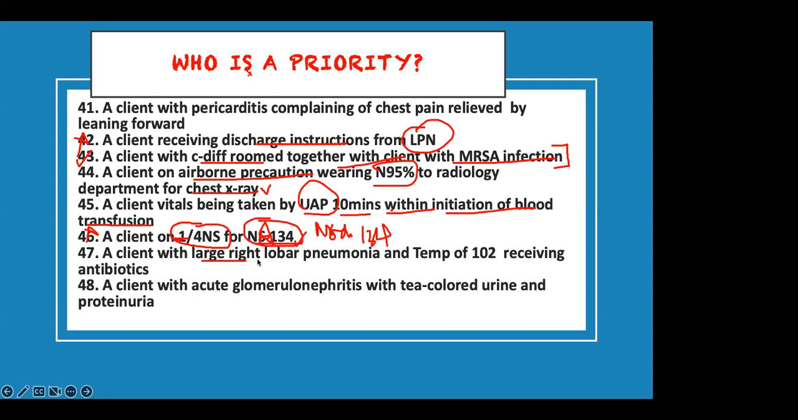Switching into things. A client with large right lobar pneumonia. This is me trying to be an examiner, but I'm trying to trap you. I'm just telling you: large lobar pneumonia and a temperature of 102, receiving antibiotics. What do you think? I only give you the idea of what I'm trying to do.